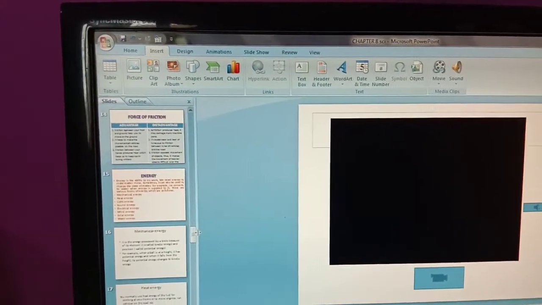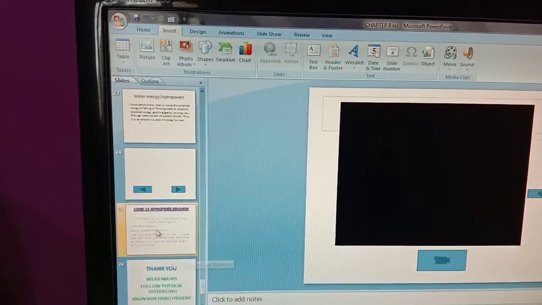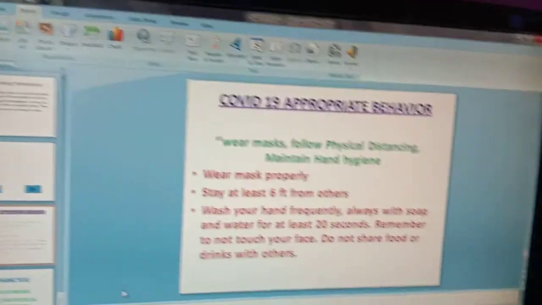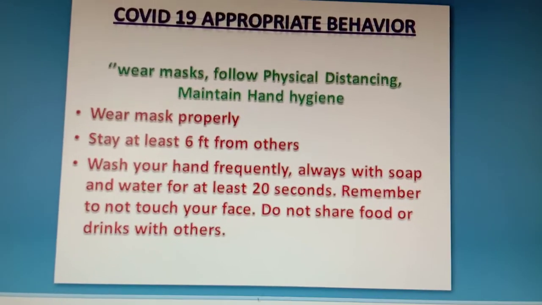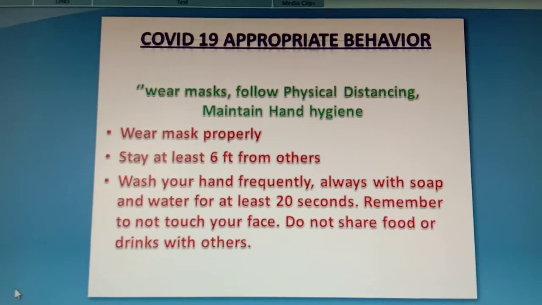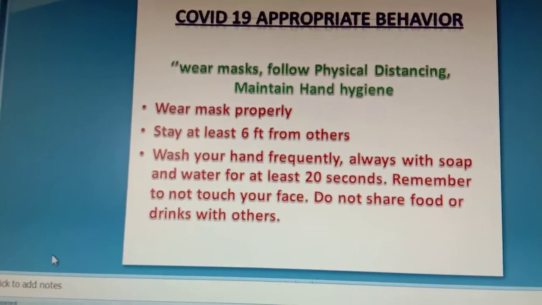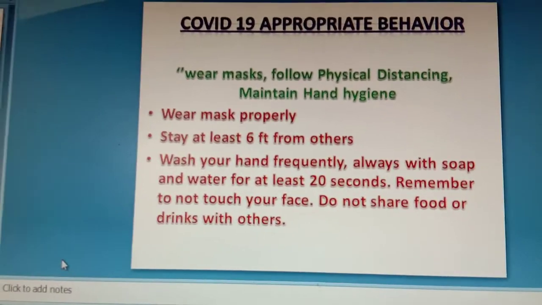Now let's have a look at the COVID appropriate behavior. Students, you have to be aware about going out, because you know that the pandemic is not gone, like COVID-19 is not gone. The illness has not gone yet. You have to be careful about it, and you have to wear a mask.